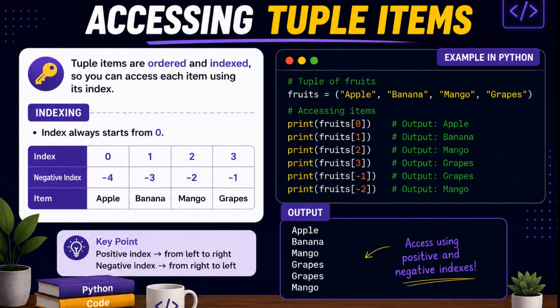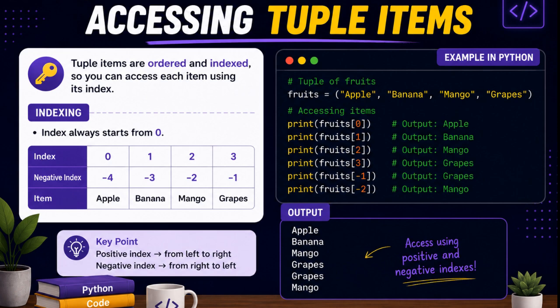Next, let's learn how to access tuple items. Tuple items are ordered and indexed, and Python indexing starts from 0. Here, apple is at index 0, banana is at index 1, mango is at index 2 and grapes is at index 3. So fruits[0] gives us apple and fruits[1] gives us banana. We can also use negative indexing. fruits[-1] gives us the last item, which is grapes, and fruits[-2] gives us mango. So remember, positive indexing starts from the beginning while negative indexing starts from the end.